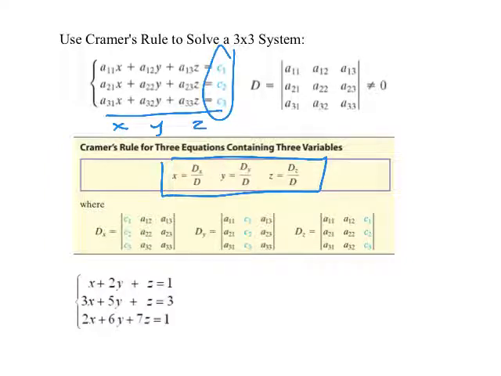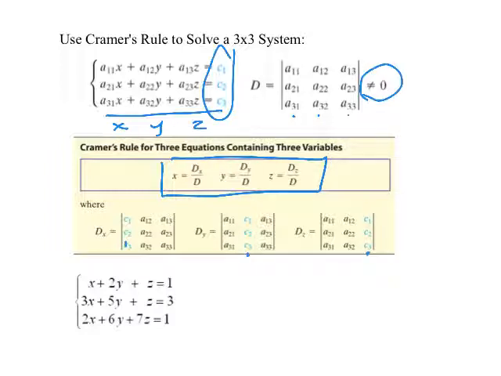But the solution is going to be the x variable is going to be the d sub x determinant divided by the d determinant, which, if you recall, the d determinant is the coefficient matrix determinant. And it must not equal 0. We'll talk more about that later. And y is found and z is found the same way. The d sub x matrix, you replace the x column coefficients with your solution column. Y, same thing, and z, same thing.